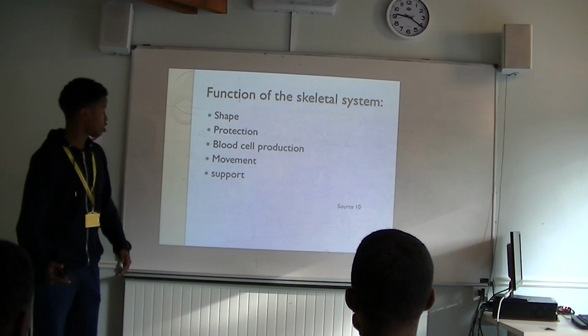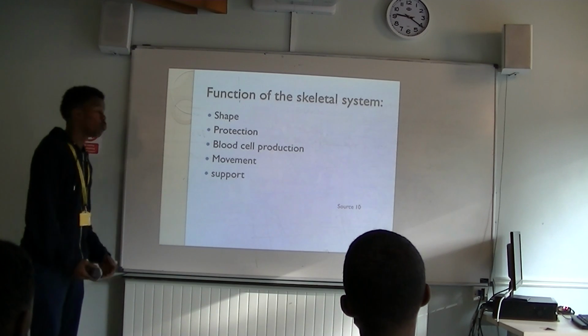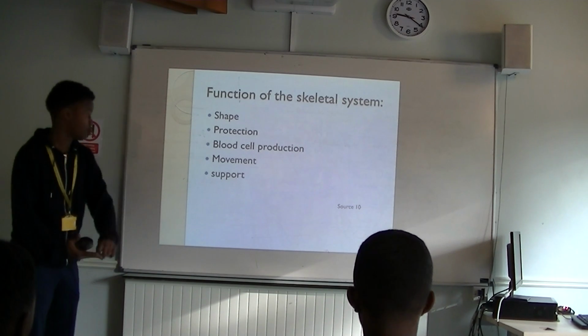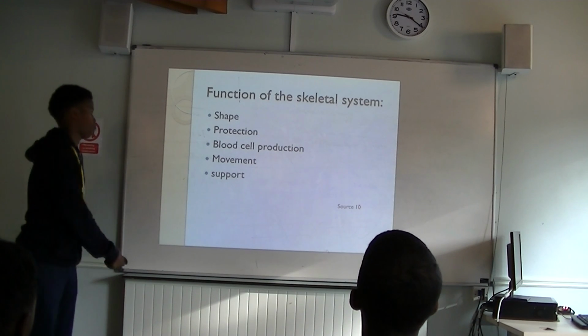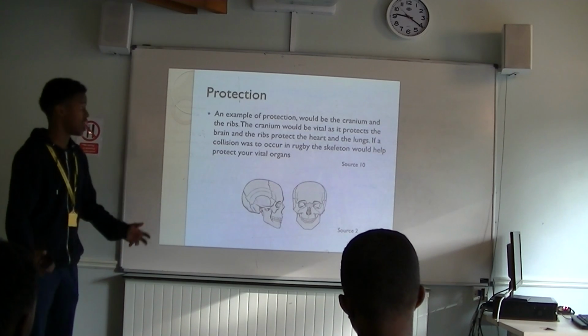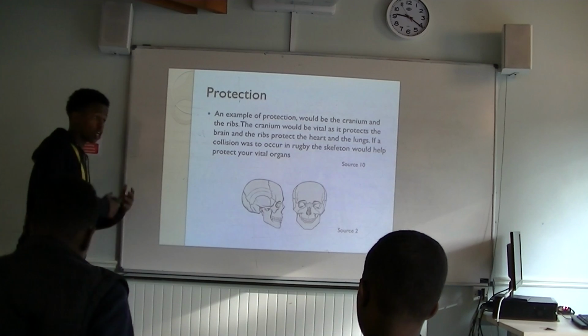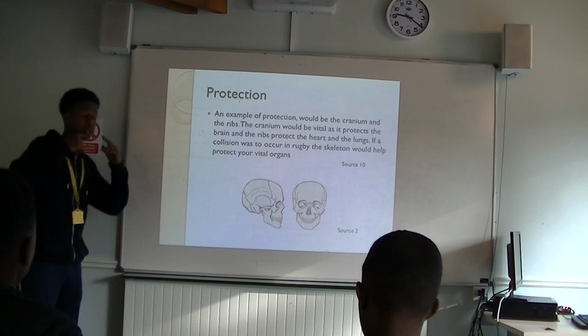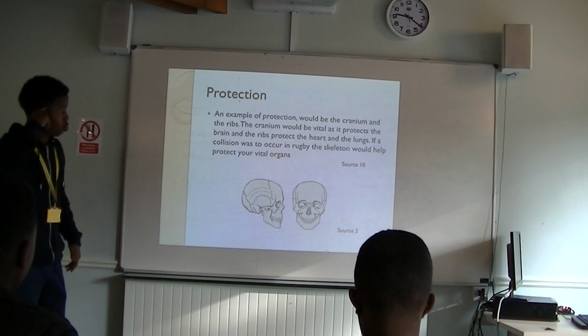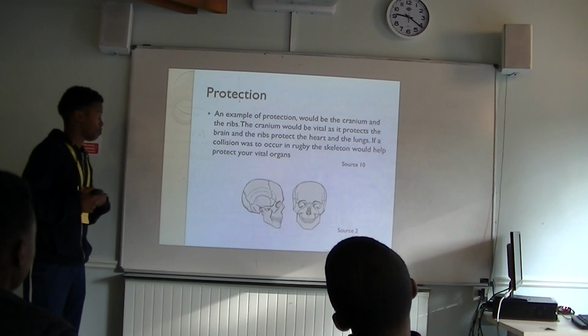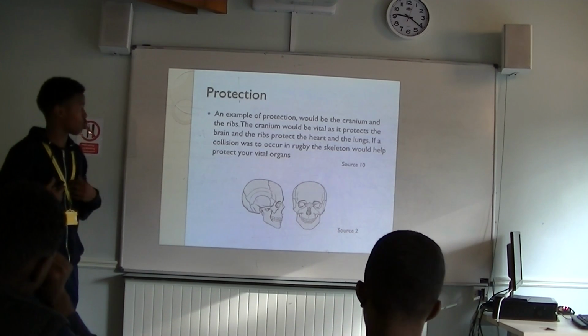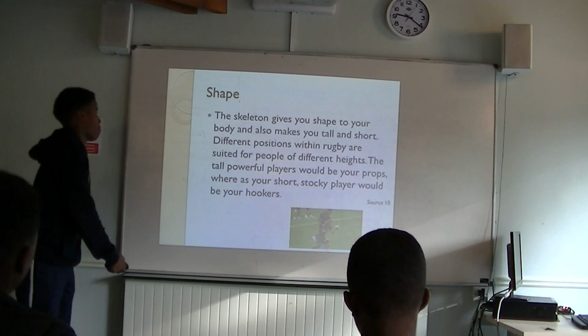The 5 main functions of the skeletal system are shape, protection, blood production, movement, and support. Protection is a key area. As I've already mentioned, your cranium is very vital as it protects your brain, as well as your sternum protects your vital organs such as your heart and your lungs.